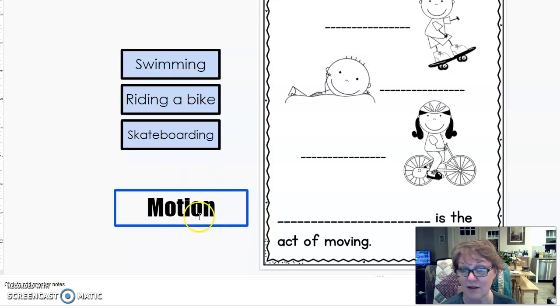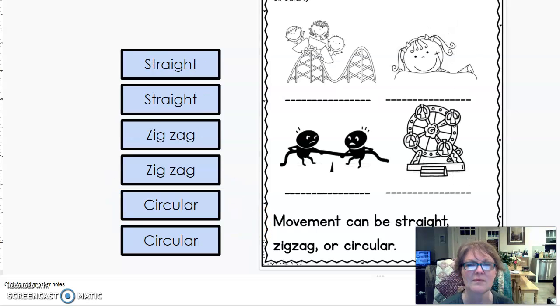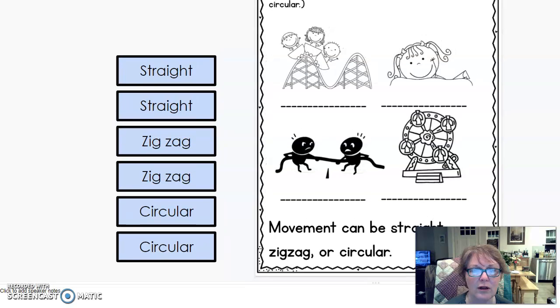And I believe that would be this one. Okay, so now down here, label if the movement is straight, zigzag, or circular. Is this straight, zigzag, or circular? Which one? You can pick which one: straight, zigzag, or circular. Tug of war, Ferris wheel.